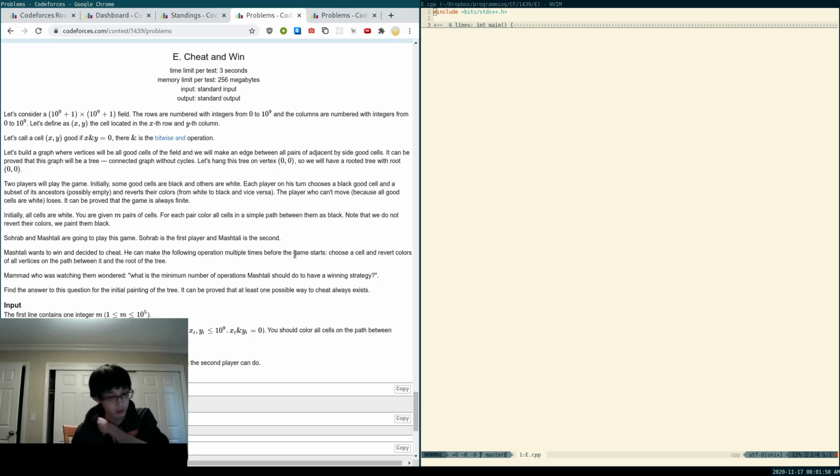Some good cells are black, others are white. Each player on his turn chooses a good cell and a subset of ancestors and flips all their colors. Yeah, okay. So this is essentially just putting an extra token here. Initially, all cells are white. You're given n pairs of cells, for each pair a player wants to win and decides to cheat.